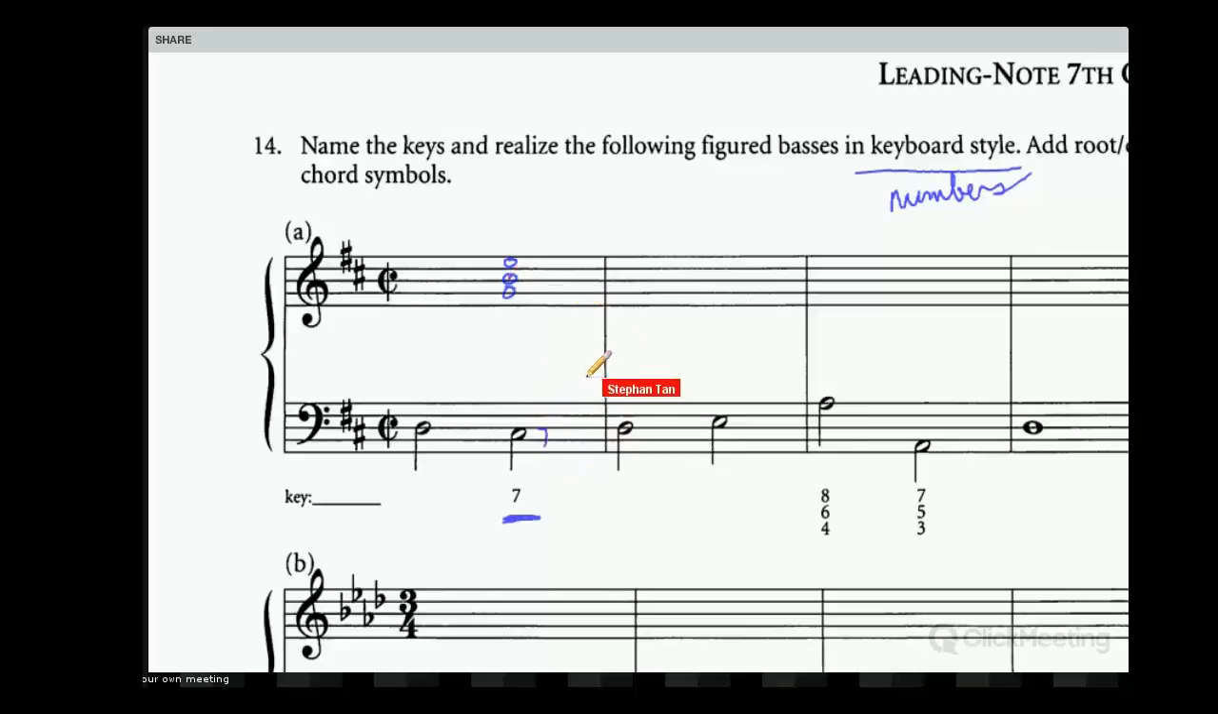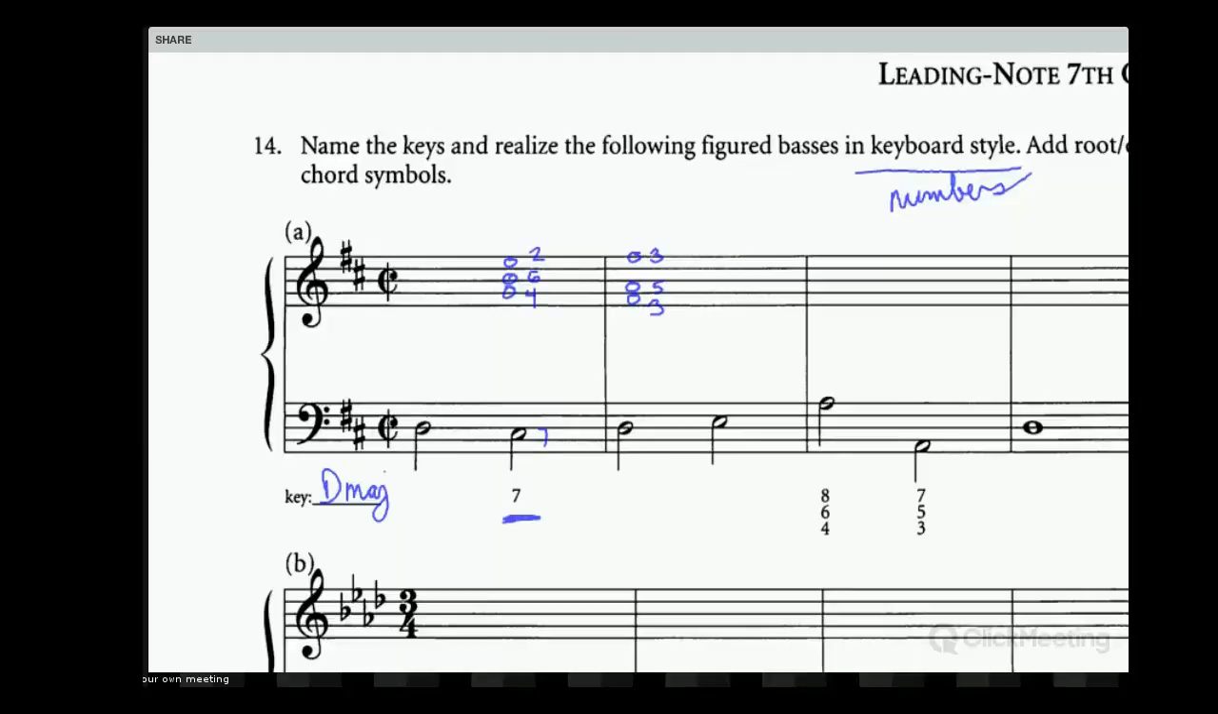Still, let's number them. 7. It'd be helpful to write down the key first, D major. This would be degree 4, this would be degree 6, and this would be degree 2. So 4 to 3, 6 to 5. If you want to write down the scale degrees beside the notes, that would be helpful as well. 2 to 3. Great. That's a proper resolution.